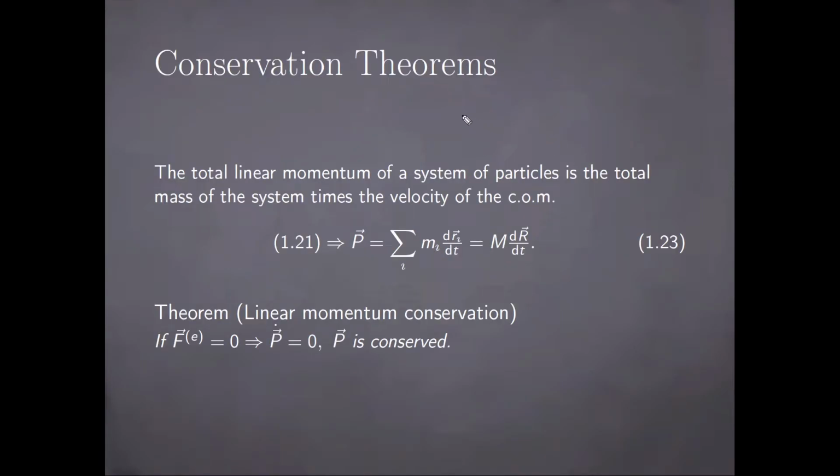We can now discuss conservation theorems within the context of many particle systems. The first such theorem regards the total linear momentum, which for a system of particles is defined as the total mass of the system times the velocity of the center of mass. So the expression here. And the conservation theorem is immediate, its statement being that if the total external force being applied to the system is 0, then the time derivative of the linear momentum is 0, and as such the total linear momentum is conserved.